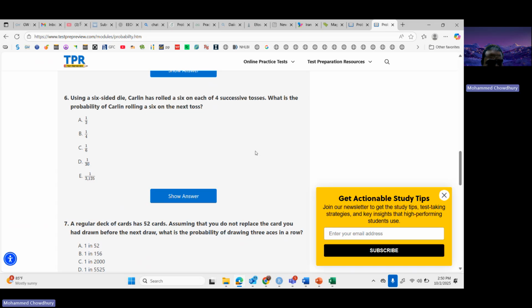Using a six-sided die, Carling has rolled a 6 on each of the 4 successive tosses. What is the probability of Carling rolling a 6 on the next toss?